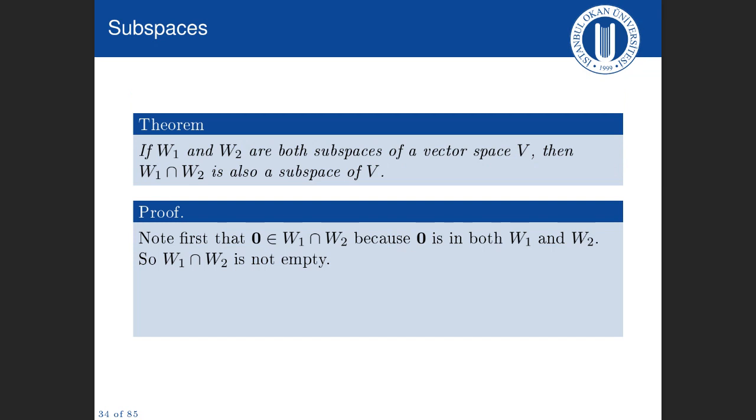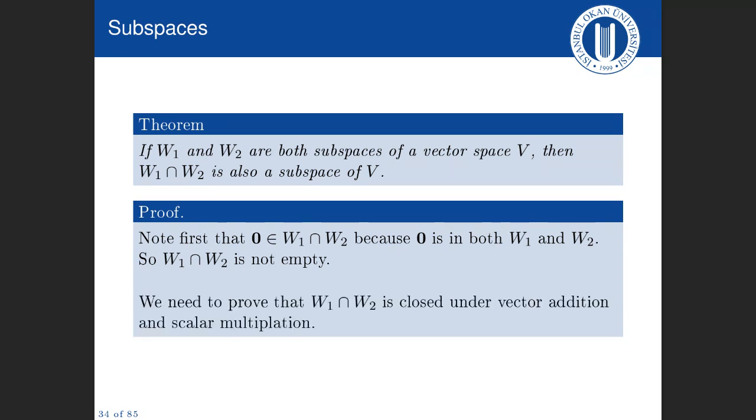Theorem: if W1 and W2 are both subspaces of a vector space V, then their intersection is also a subspace of V. Let's prove this. First, note that the zero vector is in W1 intersection W2 because the zero vector is in W1 and the zero vector is in W2. So that proves that W1 intersection W2 is not empty. So we need to prove two things. We need to prove that W1 intersection W2 is closed under vector addition and that it's closed under scalar multiplication.